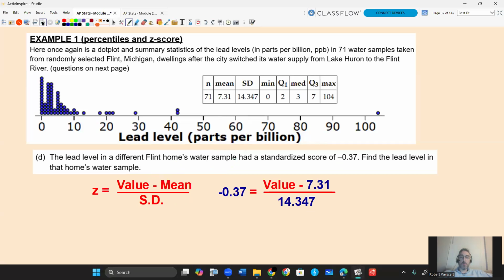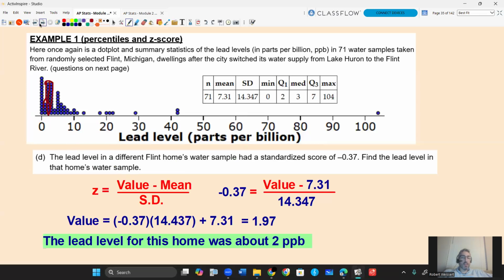All right. So hopefully you multiplied the 14.347 by this number here, but then you added that 7.31 to both sides. You're going to get a value of 1.97. So what that means is 1.97. Now we don't really have a 1.97, so that's about 2, would be a Z-score of negative 0.37. So it's about 2 parts per billion. The lead level for this home is 2 parts per billion. It's going to be right here in this column where all these 2's are. There's a lot of 2's. So that's going to be a little bit below the average.